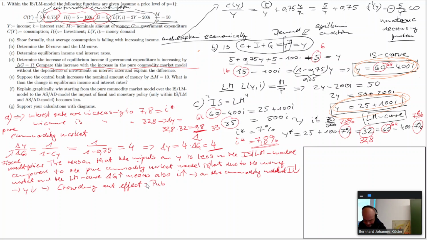Public demand is lowering, via interest rates, private investment.